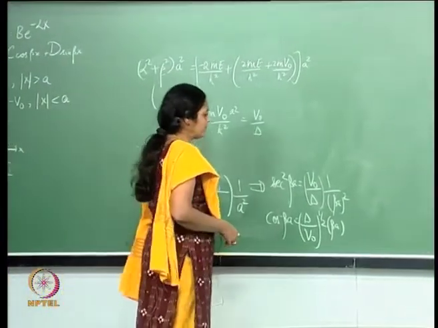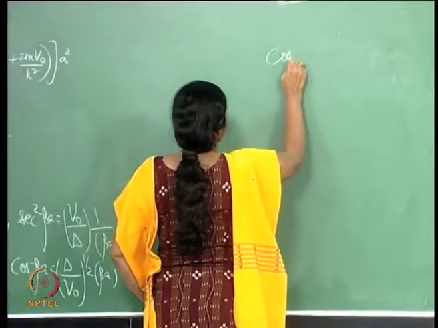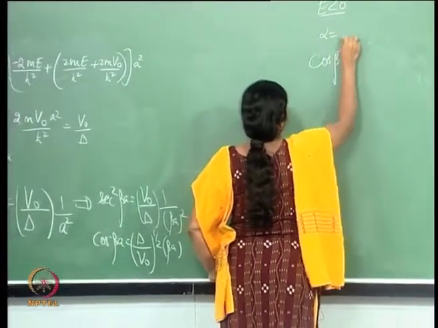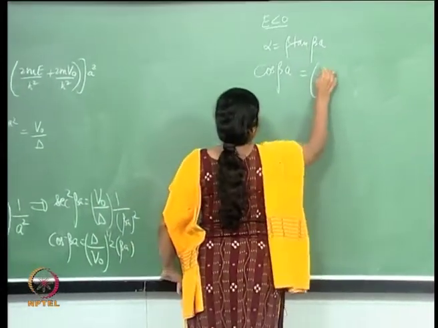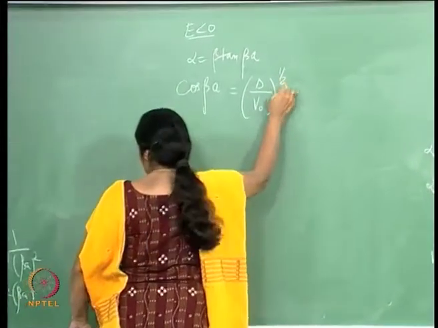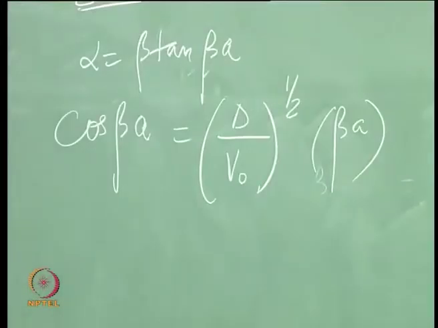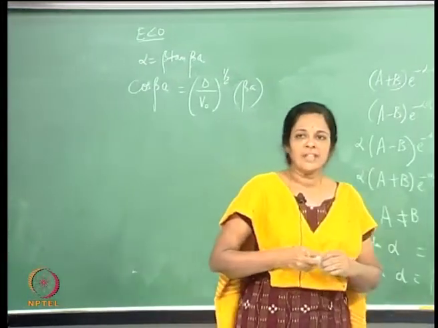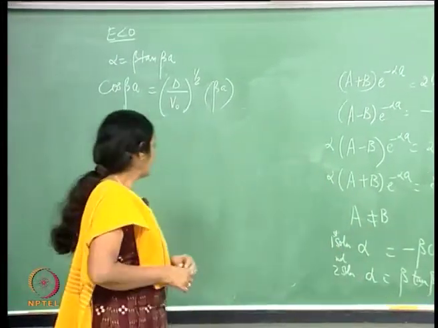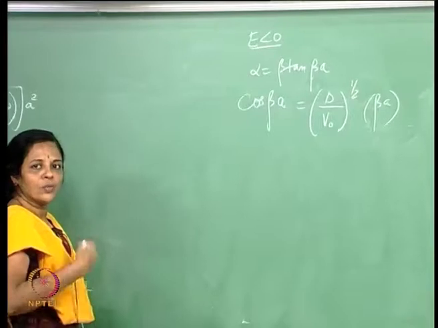Let us look at this equation. This equation simply tells me the following: I chose alpha to be beta tan beta A. I chose that solution, and then I have cos beta A is delta by V naught to the half, times beta A. You see, this equation can be solved for beta. Beta is what has the energy in it. Beta squared is 2mE by h cross squared plus 2mV naught by h cross squared, and therefore, to solve for beta and see if the energy is quantized, the only way I can do it is by using some sort of graphical plot.